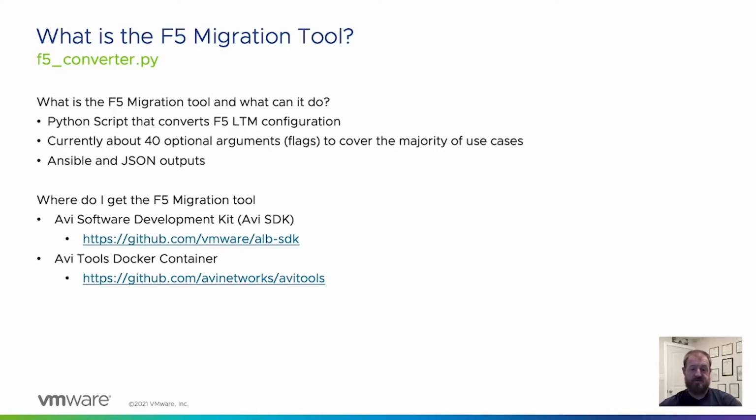The F5 migration tool is available in the Avi SDK or in the Avi Tools Docker container. The Docker container is a great way to go if you don't want to change any of the dependencies on your local machine.